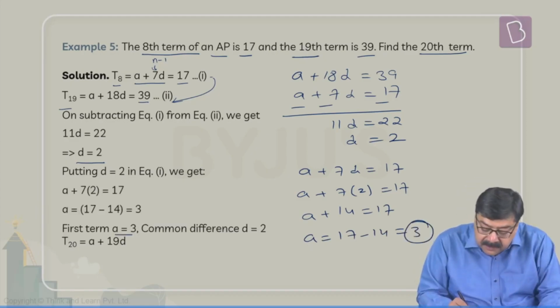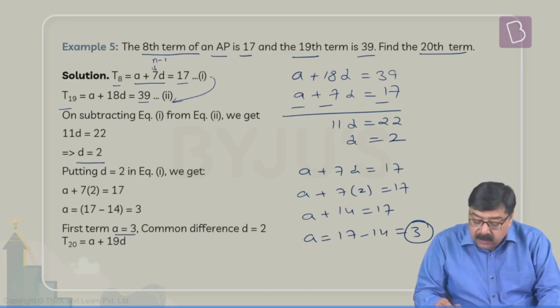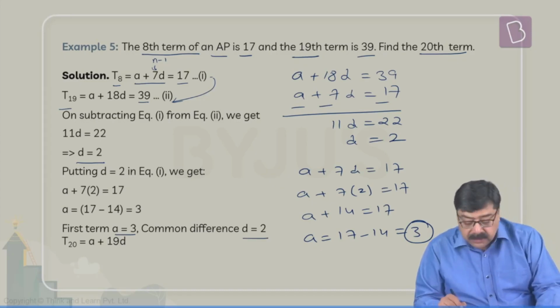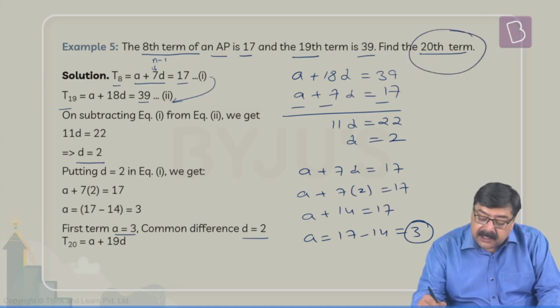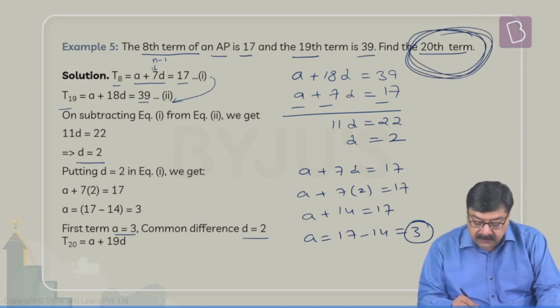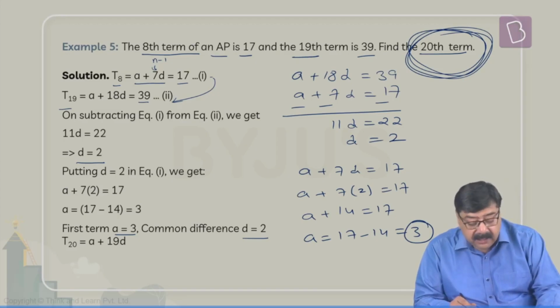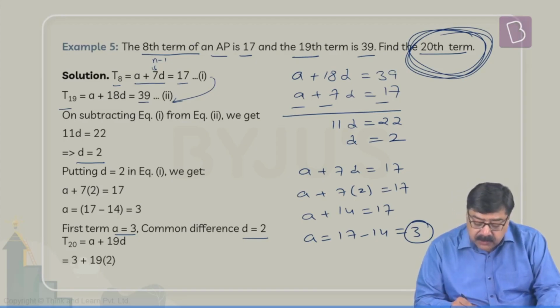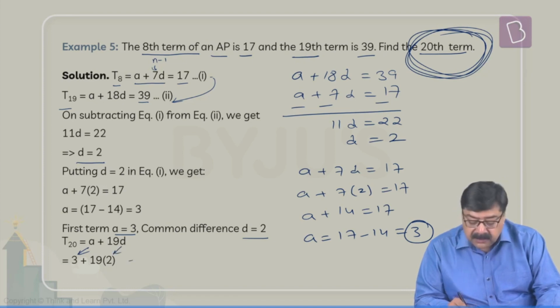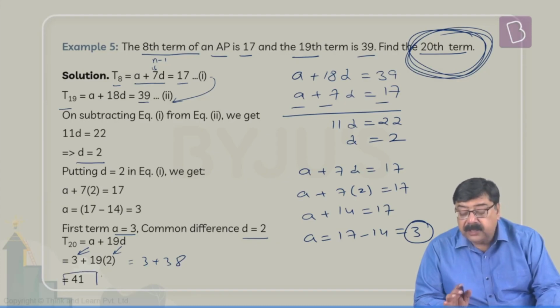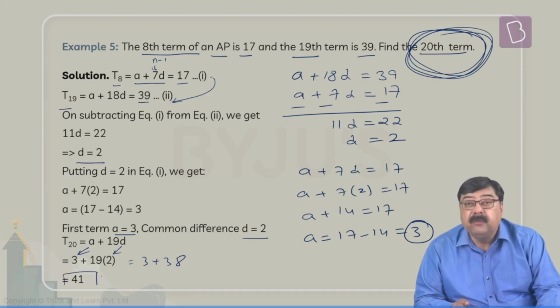Now the first term, A is known to us, that is 3. Common difference is also known to us as 2. So the 20th term, that is what the question is asking us to find out. So T20 shall be equal to A plus 19D. Substituting the values, A is 3 and D is 2 here, shall become 3 plus 38, which is nothing but equal to 41. So for the given series, the 20th term will be 41.